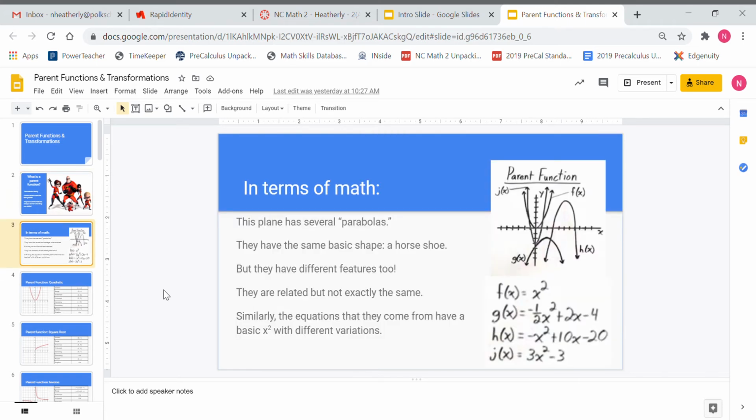So in terms of math, this plane has several parabolas up here in this picture. And so they have the same basic shape, a horseshoe, but they have different features too. Some are skinny, some are longer, some are fatter, some are opening wider, some are above the x-axis, some are below the x-axis. But just like their graphs are similar, so are their equations. So here they've got f of x, g of x, h of x, and j of x all listed out, and you can see how that affected their graph in the picture.